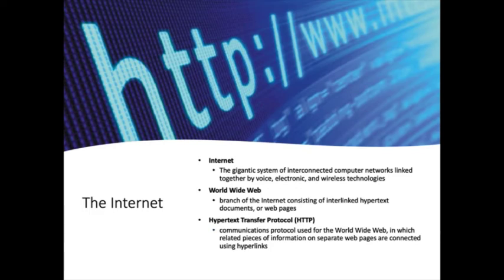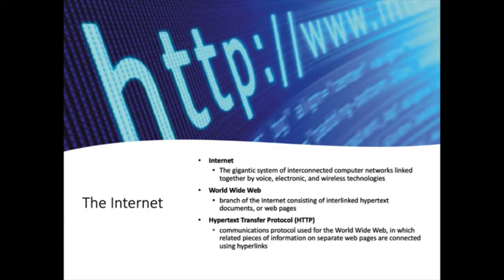The largest client-server network that we have today, we know as the Internet. The definition there: the gigantic system of interconnected computer networks linked together by voice, electronic, and wireless technologies. Now, the Internet exists in several different forms. One form we know of is the World Wide Web. You should know, however, there are other forms of connection that we know of as parts of the Internet, including, for instance, email connectivity, which is powered by the Internet but is not part of the World Wide Web.